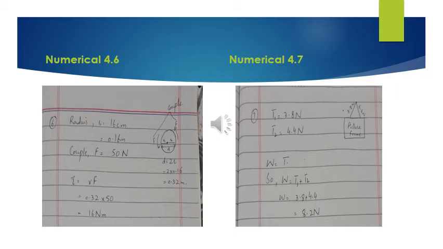Weight is equal to sum of the two tensions in the string, T1 plus T2. So weight is equal to 3.8 plus 4.4 is equal to 8.2 Newton.